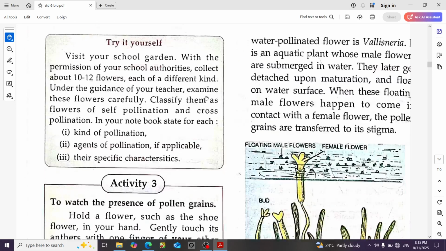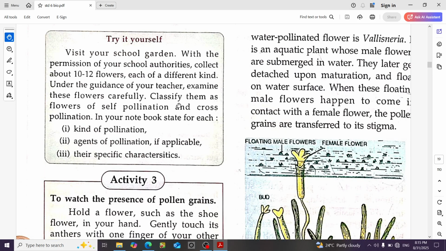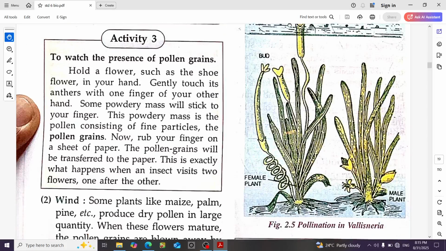Now you can try for yourself. Go to the school garden, collect 10 to 12 flowers of different kind and observe them. The first step in science is observation. Observe them carefully, scientific method. Take the help of your teacher. Classify them if the flowers can do self-pollination or cross-pollination. What are the agents of pollination? You write it down in your notebook.